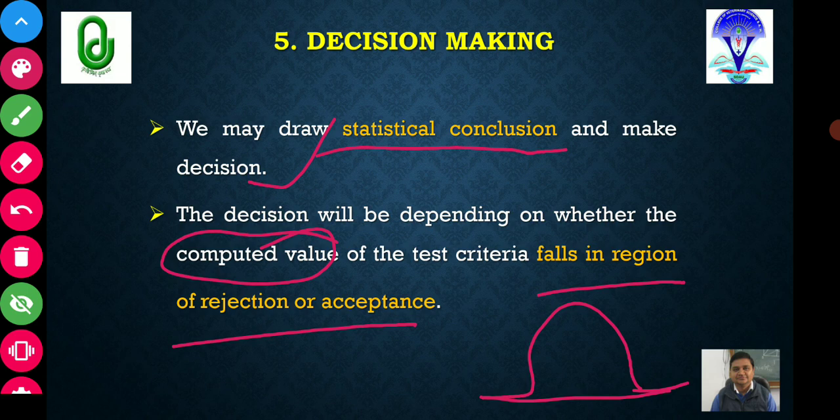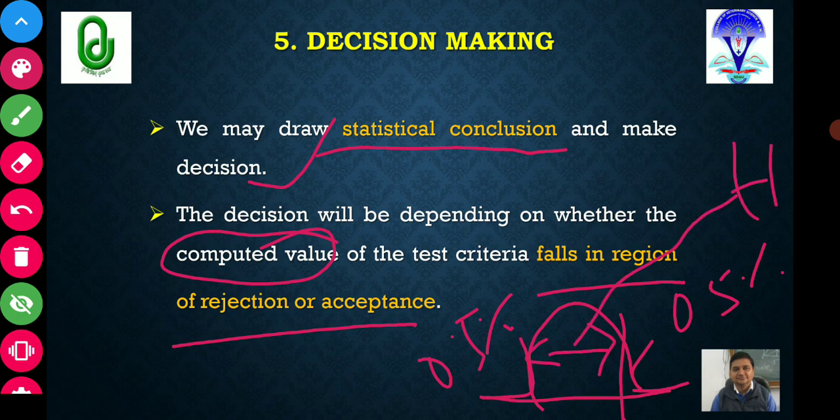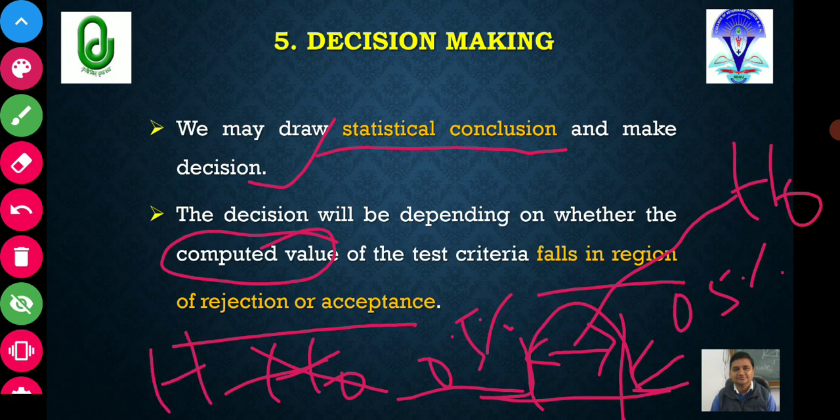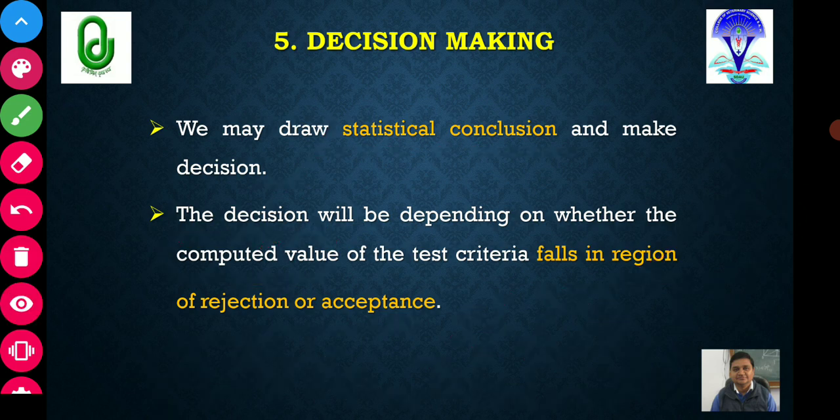The level of significance that you have already set, suppose this is 1%. You have fixed the level of significance at 1%. That means 0.5% this side and 0.5% this side. Suppose your calculated value is falling in this area, then you will be accepting the null hypothesis. Otherwise, if your calculated value is falling either in this area or this area, that means the 0.5% area on both sides, then you have to reject the null hypothesis and accept the alternate hypothesis. So this is how we will make the decision.